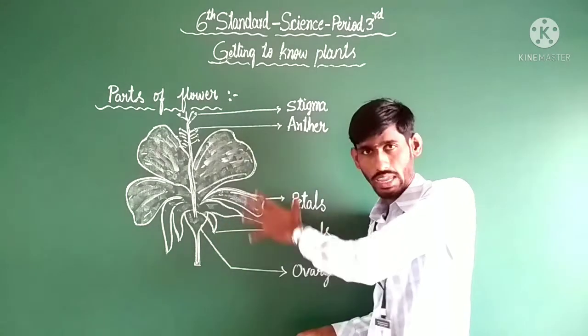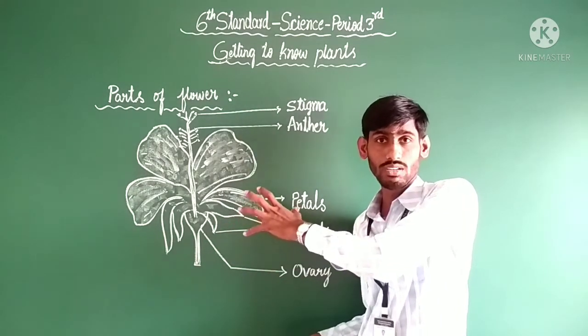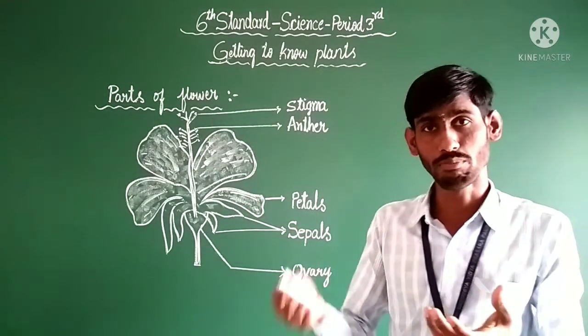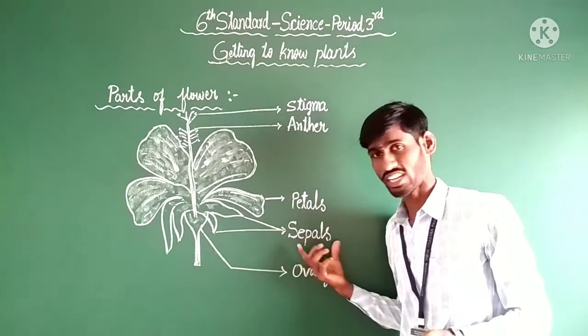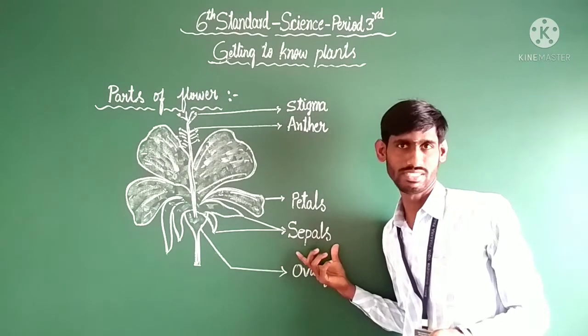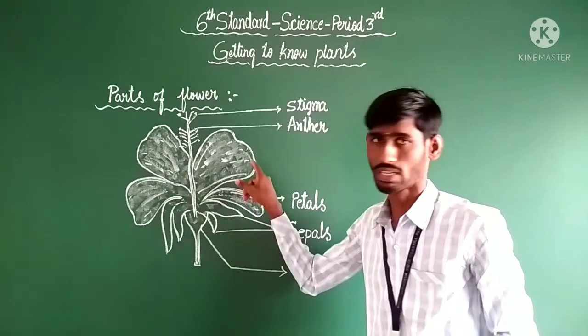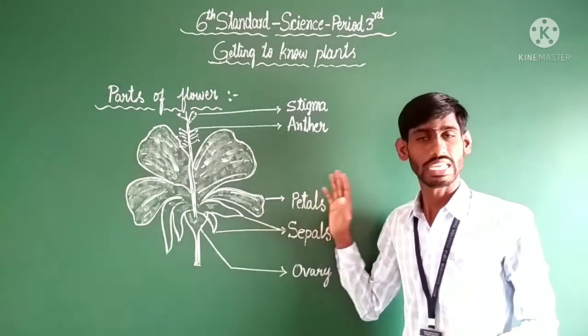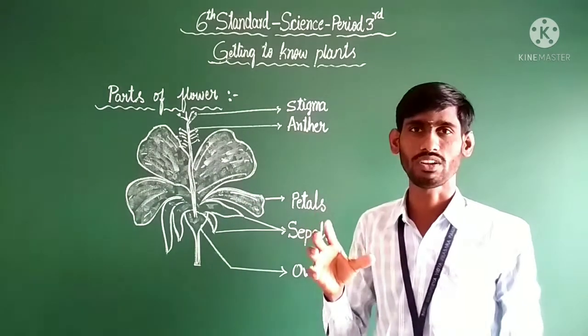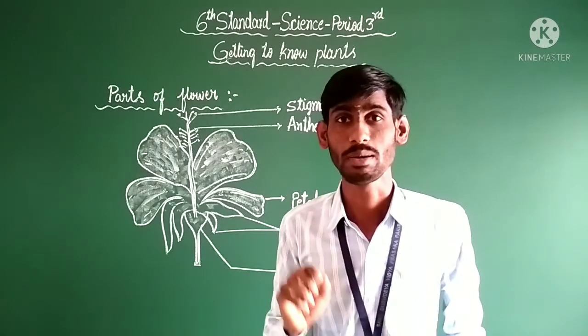Dear children, in the bud stage of flowering, before it becomes a flower, that bud is protected by the help of the sepals. Clear? Petals. This part we call as petal. What is petal? The petal is nothing but the colored part in a flower.